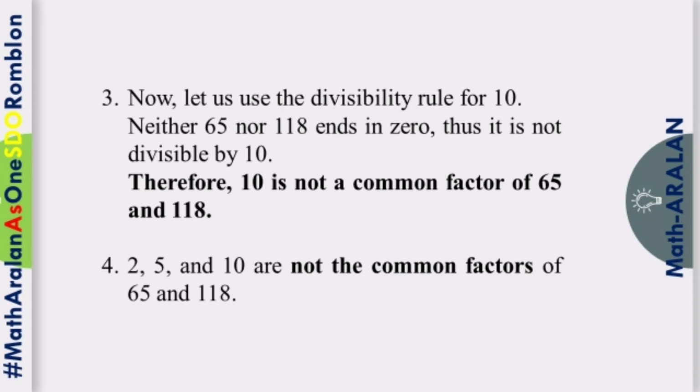Number 3, now let us use the divisibility rule for 10. Neither 65 nor 118 ends in 0. Thus, it is not divisible by 10. Therefore, 10 is not a common factor of 65 and 118. Finally, 2, 5, and 10 are not the common factors of 65 and 118.